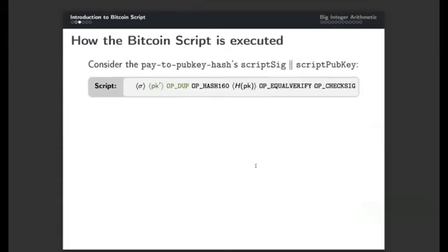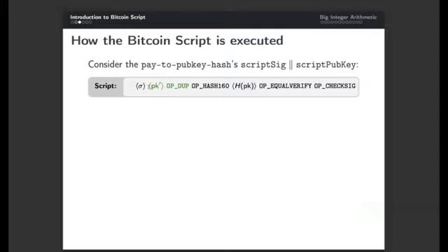Now, to introduce the notation a bit and give a grasp of how Bitcoin Script operates, let's look at an example of spending coins using the pay-to-pubkey-hash script. Suppose we provided the valid signature and the public key, and then we concatenated the part which stands for the condition for spending the coins. Let's see how the script gets executed.